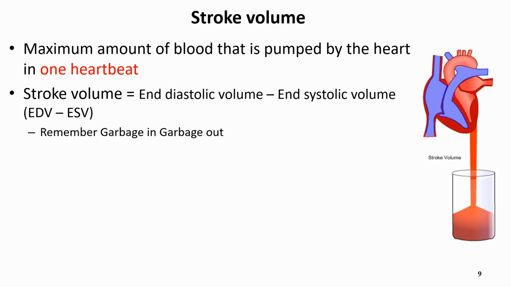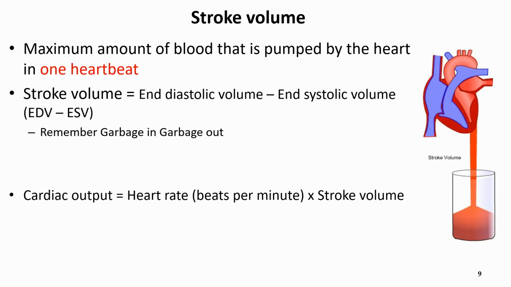And remember I said this, garbage in, garbage out. Whatever comes in is whatever comes out. So it means that your stroke volume, if you are healthy, is equivalent to the amount of blood that returned to the ventricle in that cycle. Okay, that returned to the atrium and atrium to the ventricle. So it's garbage in, garbage out. Whatever comes in is what goes out. So 50 came in, 50 goes out. And so cardiac output is heart rate in beats per minute times stroke volume.